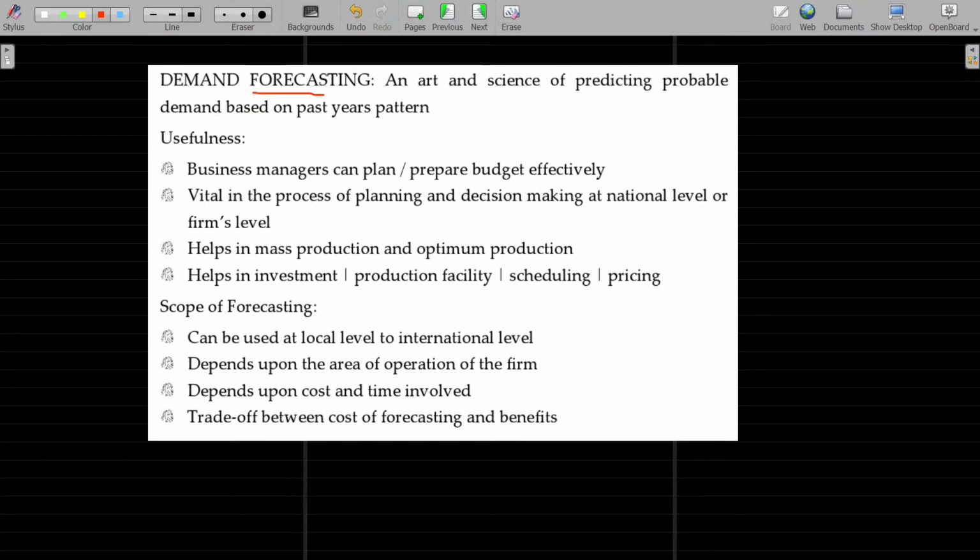Demand forecasting. What is the use of forecasting? What is called forecasting? Forecasting is nothing but predicting the future. What happens in the coming days is called forecasting. What could be the demand? What could be the future demand?